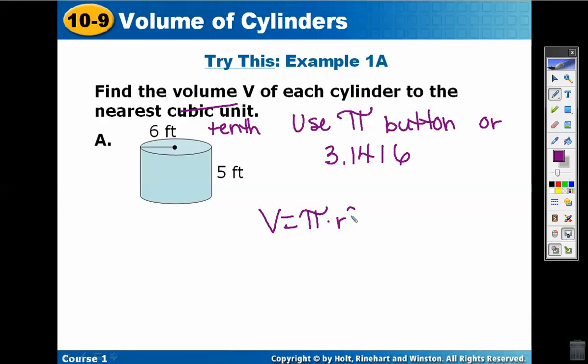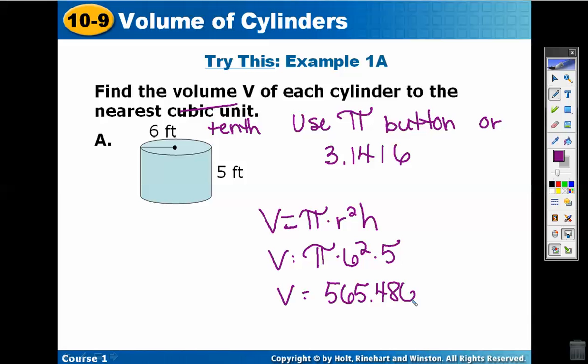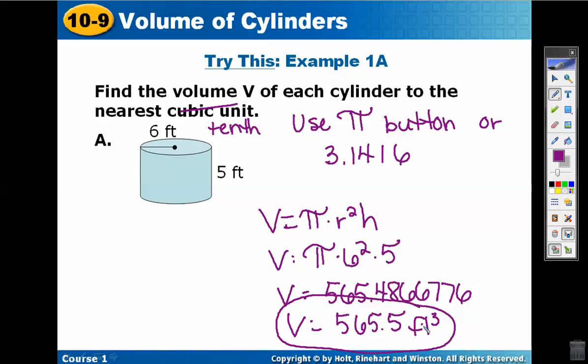Pi r squared h, pi times 6 squared times 5. And with the pi button, I got 565.4866776, and that rounds to 565.5 feet cubed. Make sure that you have all this information written in your notes, and make sure you add this formula to your formula card.